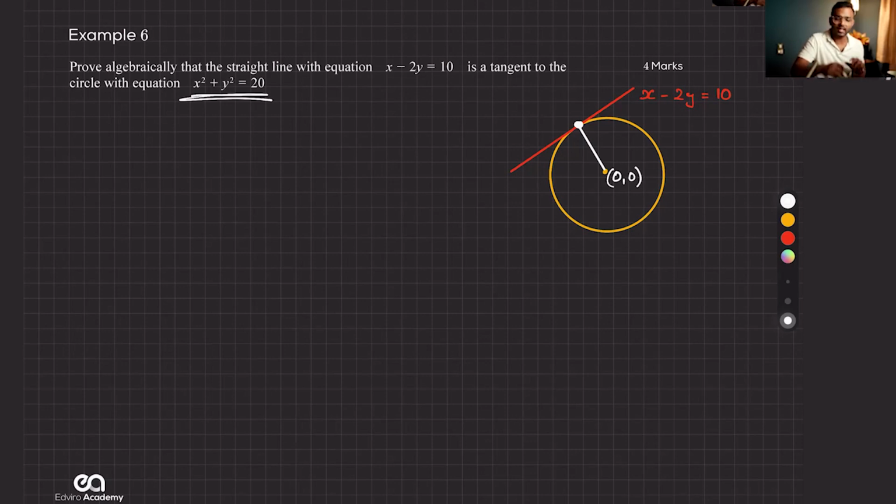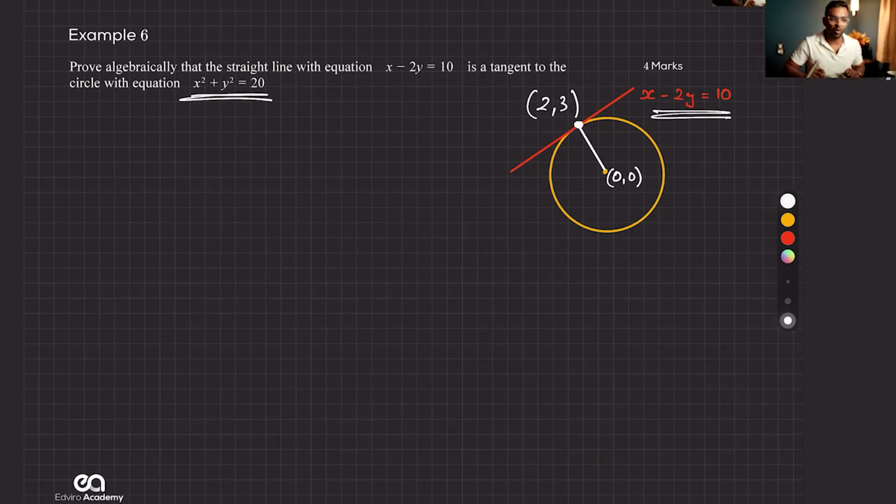Correct? Let's just imagine, pretend everyone, if this was 2, 3, just for now, okay? We know the gradient. That's 3 by 2. Would you all agree with that? Yeah, it's 3 by 2. And then we could check the gradient of the red line, and if they were negative reciprocal, then it is a tangent.